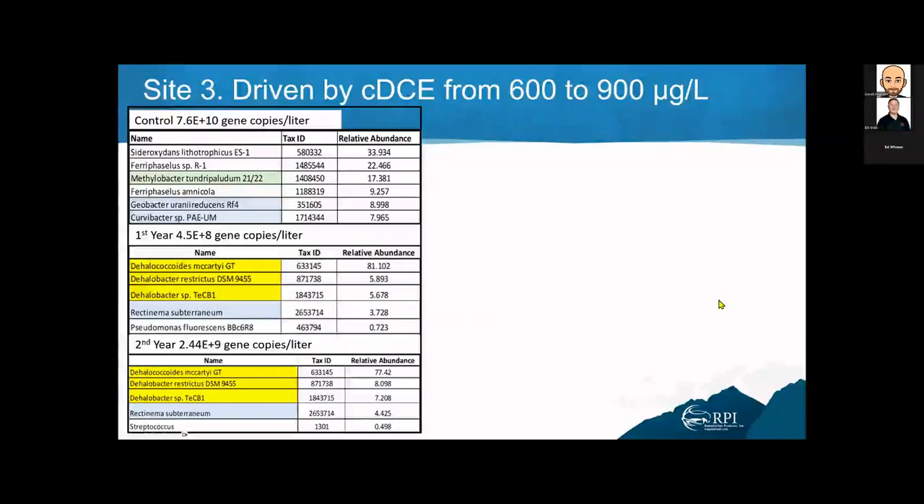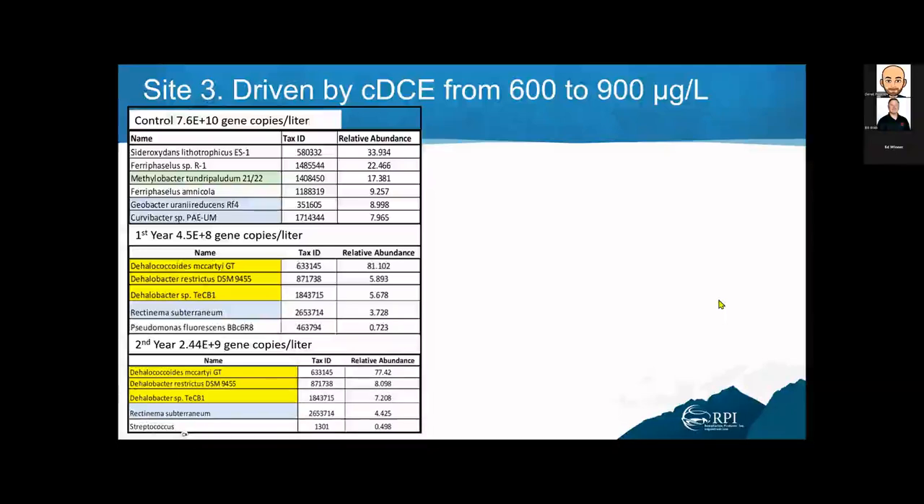Okay, let's look at another site. This particular site is being driven by DHC. So it was stuck at daughters, and that's where we were called in to treat the site. You'll see at the very top our control. We had 7.6, 8 to the 10th gene copies a liter.